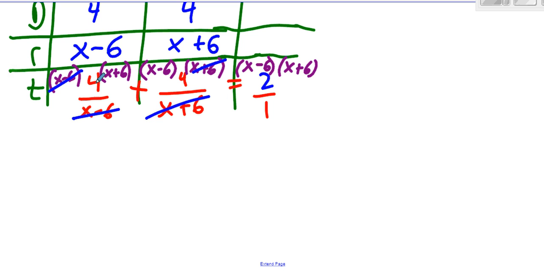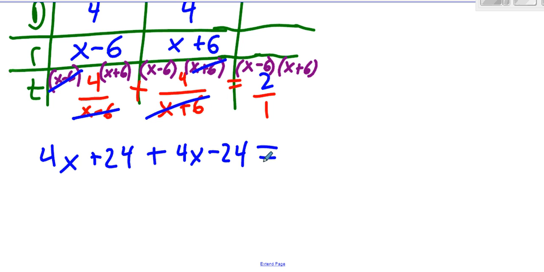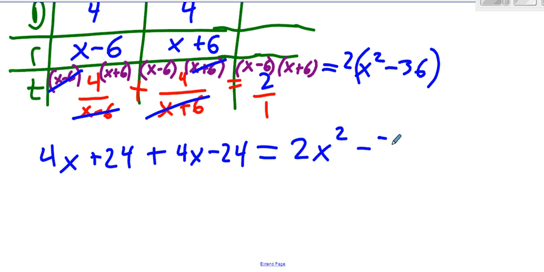So that's 4 times x plus 6. That's 4x. 4 times 6 is 24. Plus, distribute again, that's 4x minus 24 equals, we have to multiply these two together, x minus 6 times x plus 6. It's going to be x squared minus 36. And then multiply that by the 2. So that's 2x squared minus 72.